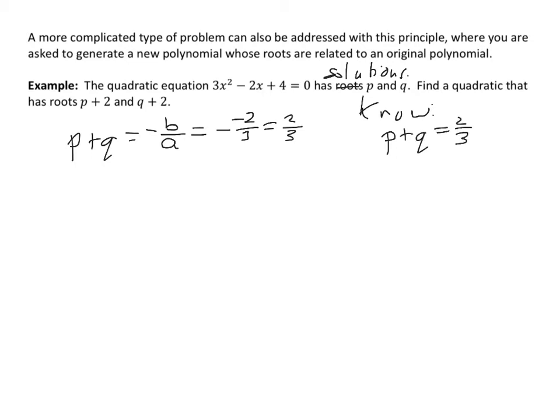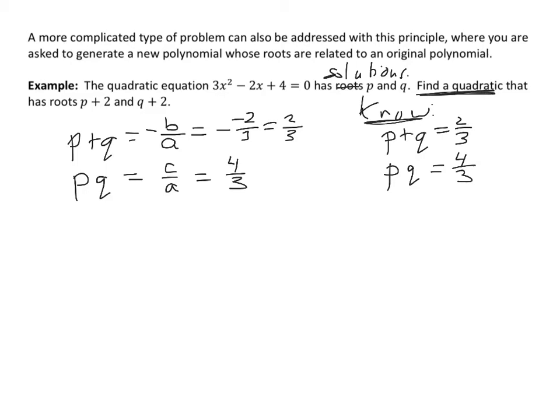Okay? Now we also know something about the product of our roots. The product of our roots here has to be c over a. So in our case, that's 4/3. Great, so I'm going to add that to my list of things that I know. I know that p times q is 4/3. Now let's look at what I need to do.